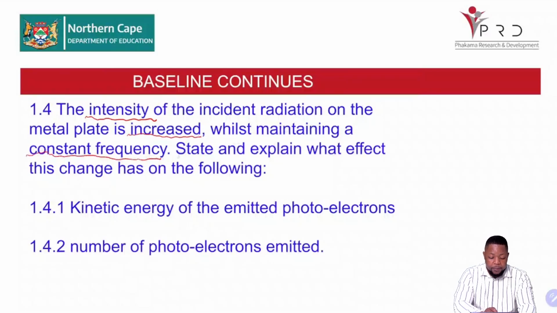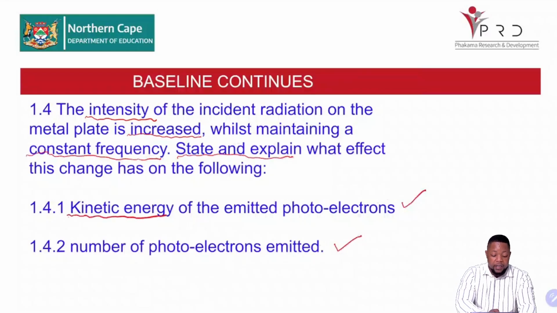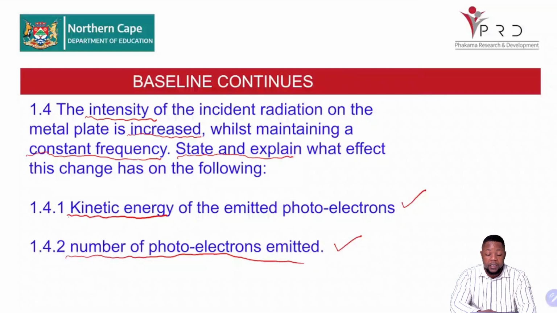Now, the question says, state and explain what effect this change has on the following. Number one, the effect of intensity on the kinetic energy of the emitted photoelectrons. Number two, the effect of intensity on the number of photoelectrons emitted. Now, at the end of this lesson, we will see that intensity has no effect on the kinetic energy of the emitted photoelectrons, and then we will see that intensity has a direct relationship with the number of photoelectrons emitted. So as the intensity increases, the number of photoelectrons is also going to increase.